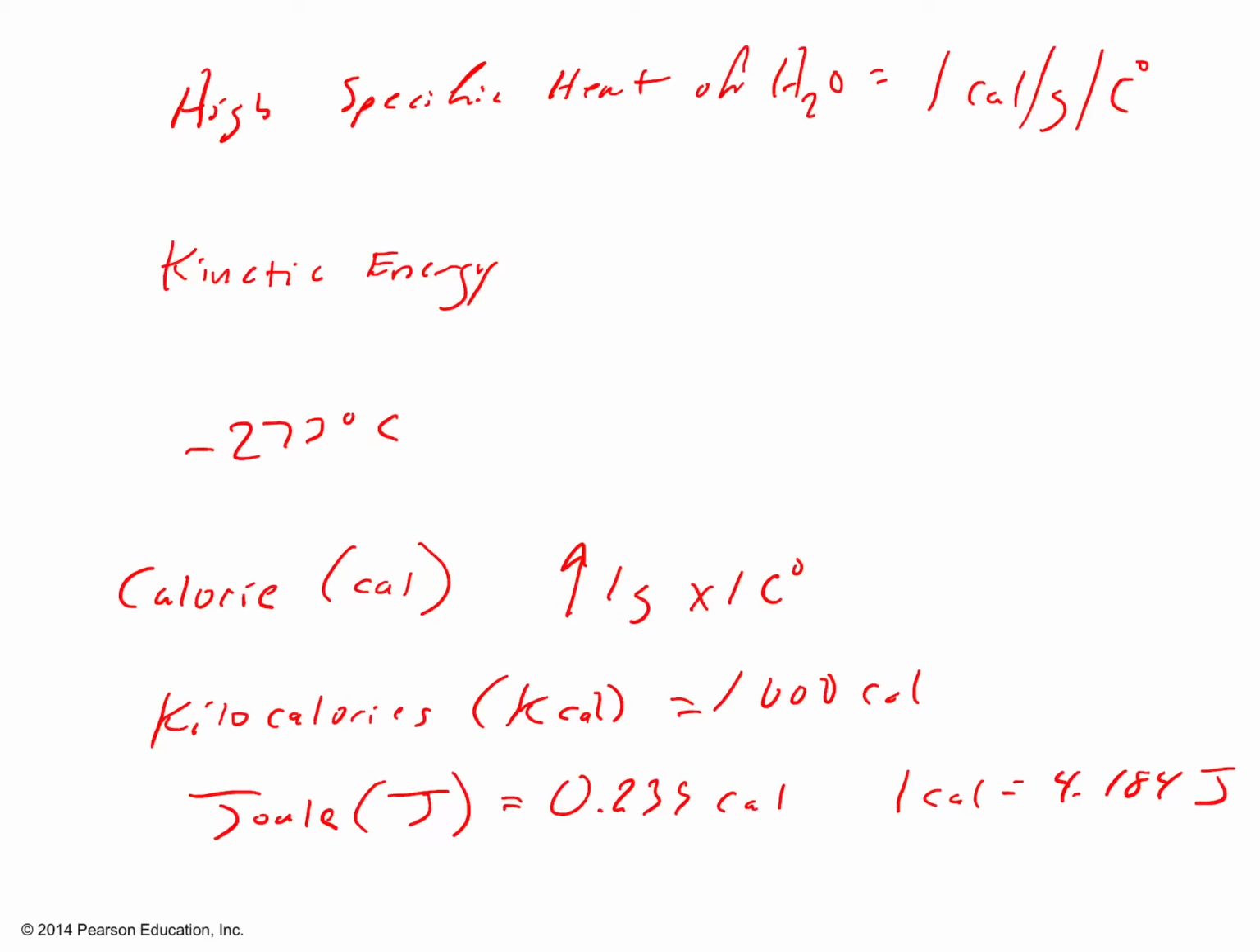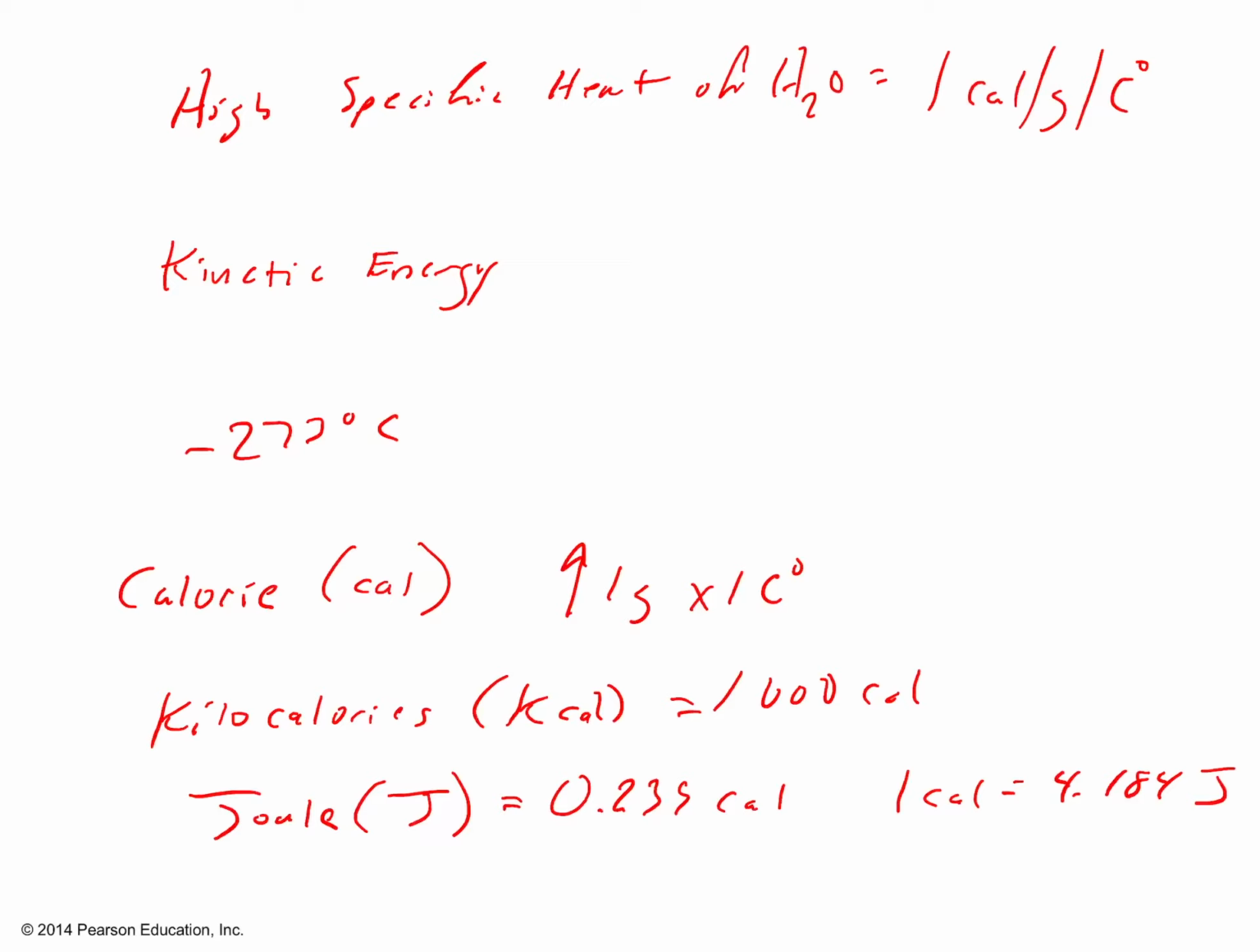This means that to change the temperature of 1 gram of water by 1 degree Celsius, you have to add 1 calorie. So, the specific heat of water is 1 calorie per gram per degree Celsius. That's a relatively high specific heat compared to other substances, okay? What this means is that water resists temperature change because of its high specific heat.